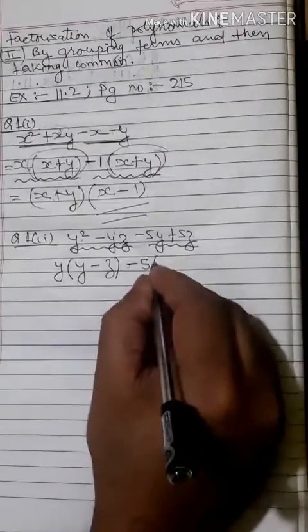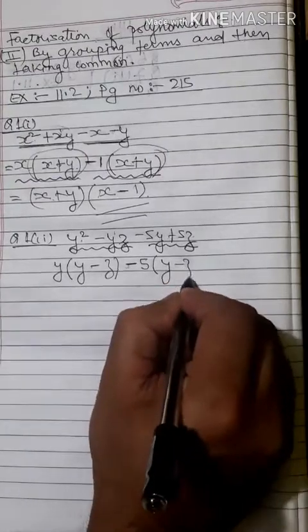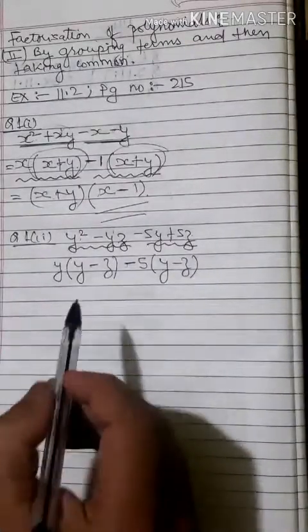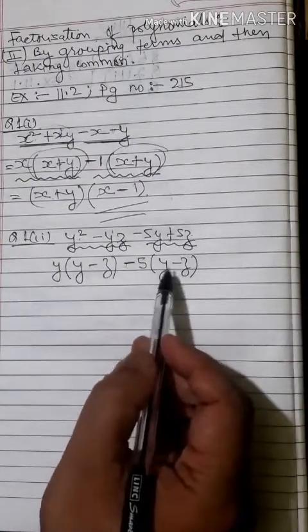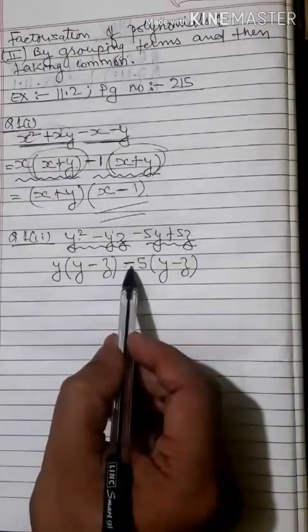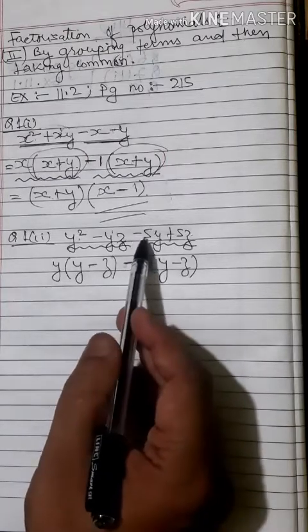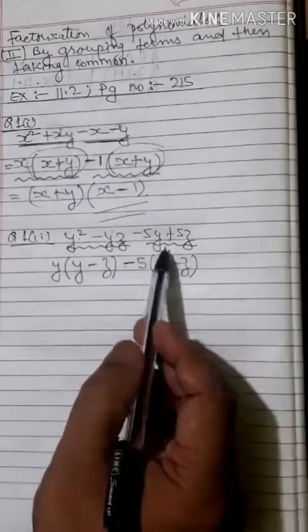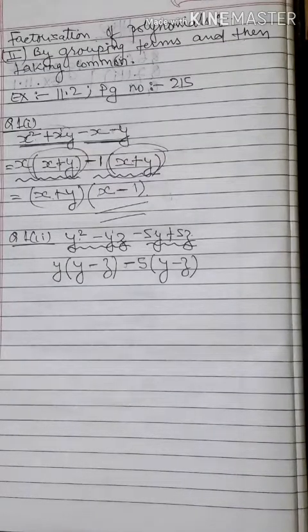Now let us write down the leftover term. So what will be left over here? Y minus z. See, we are getting the same term, y minus z, y minus z. If I multiply back the minus 5 into the bracket, I'll get back the same thing. Minus 5 into y is minus 5y, minus into minus plus 5 into z, 5z. So the first part of the sum is done.